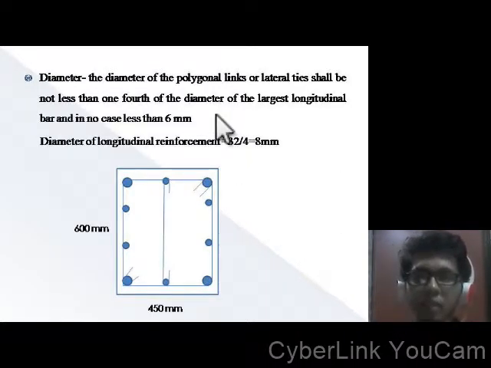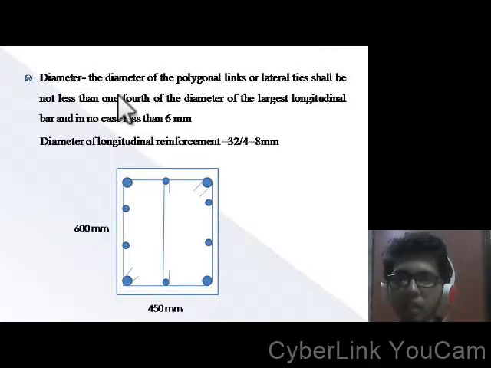Also find the diameter. The diameter of the polygonal links or lateral ties shall not be less than 1/4 of the diameter of the largest longitudinal bar, and in no case it should be less than 6 mm. So here we can see that the diameter of the largest bar is 32 mm. So the diameter of the lateral tie will be 8 mm.